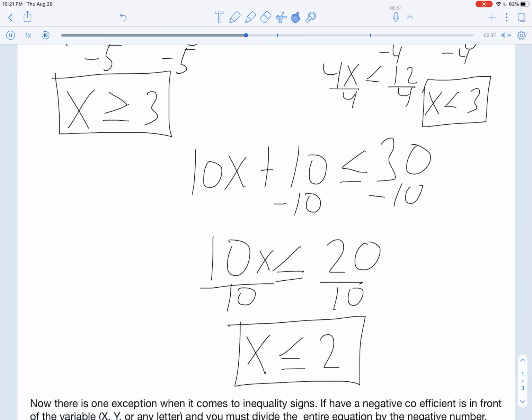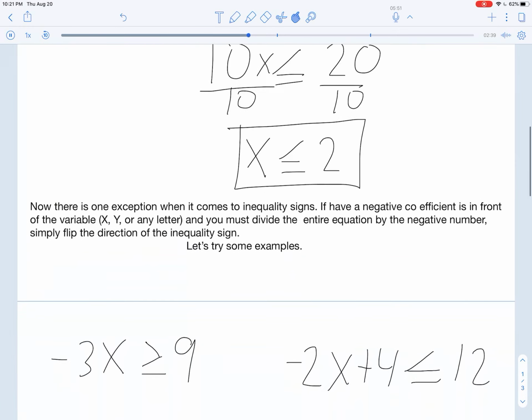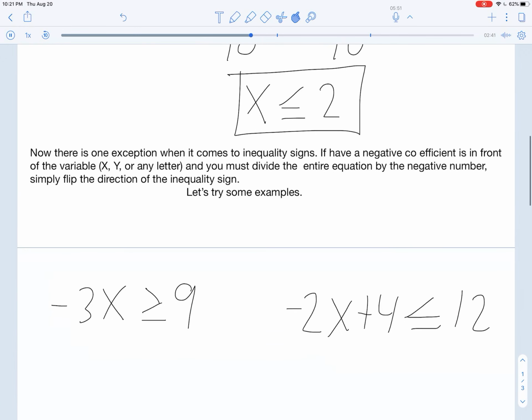Alright, simple. Now, there is one exception when it comes to inequality signs. If there is a negative coefficient in front of the variable, where a variable is x, y, or any letter, and you must divide the entire equation by the negative number in front of the variable, simply flip the direction of the inequality sign. Now, let's go ahead and try some examples.